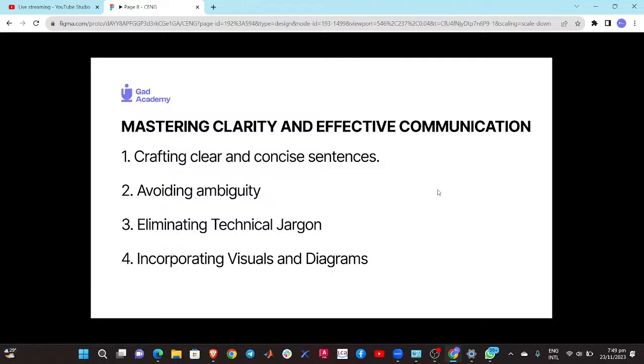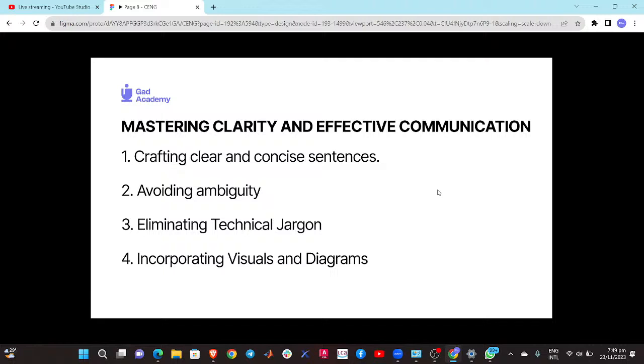But what does it even mean to master clarity, and what does it mean to have effective communication? To have clarity means to give something that is free of ambiguity, something very simple to understand, something everybody can look at and say, oh, this statement makes sense. It's not really complicated to understand. And all that fits into the concept of effective communication.